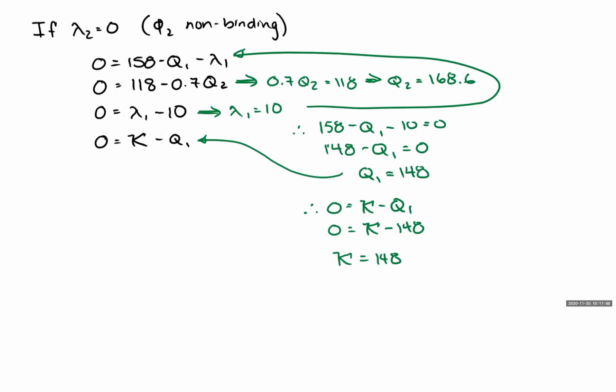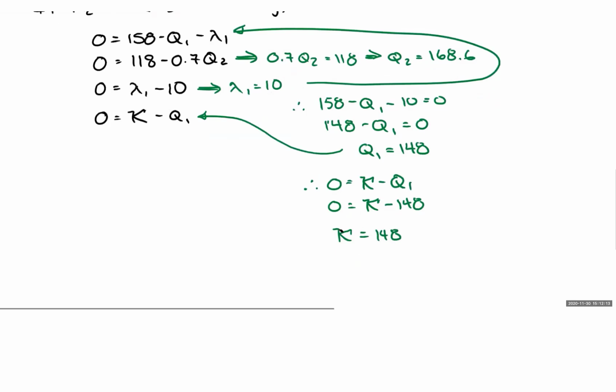I did that rather quickly because the only thing that changed was what my Q2 was. All the other calculations were the same as what we did in the last part of the question. So that's why I ran through them rather fast. This part here is the only part that ended up changing. So now let's check our constraint.